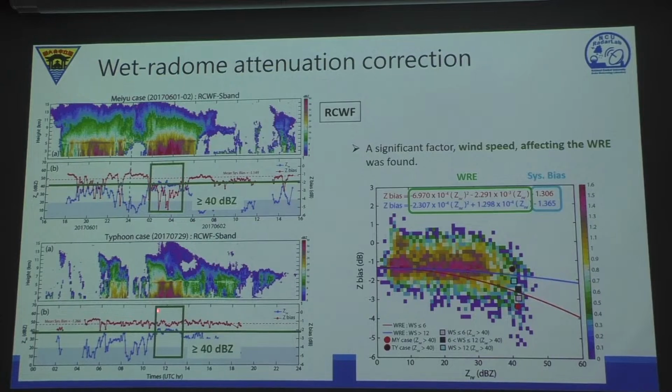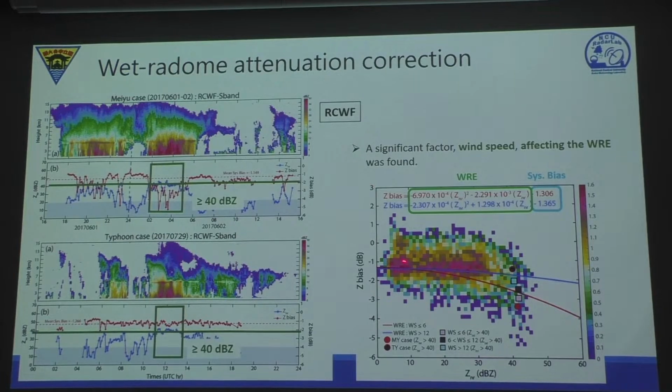But we also found that the radome effect does not always happen. For this case, it's a typhoon case. We have heavy rain on top of the radar, but there's no radome effect. The bias remains a constant value. This is because the very strong wind blows the raindrops away from the radome. So it turns out not only heavy rain on top of the radar causes the radome effect, the wind condition also plays some role.